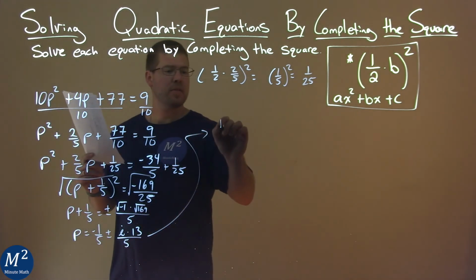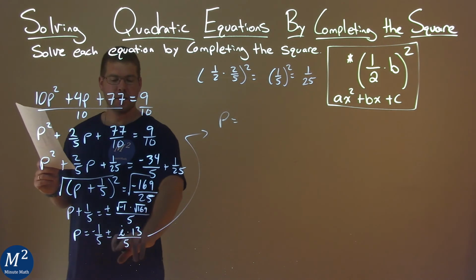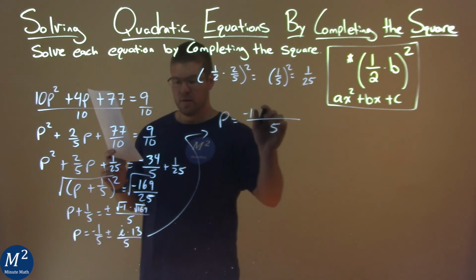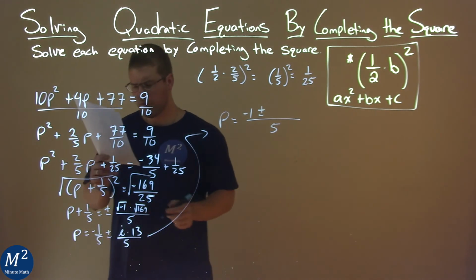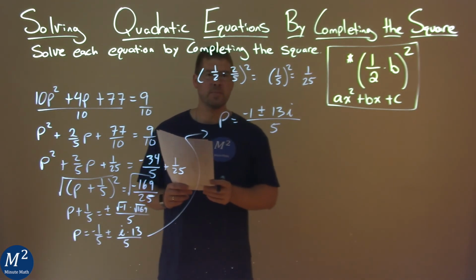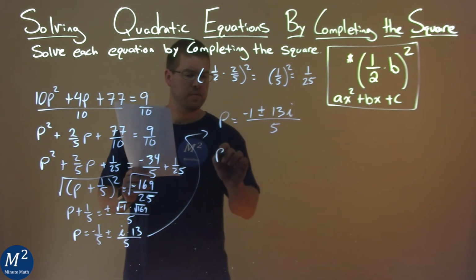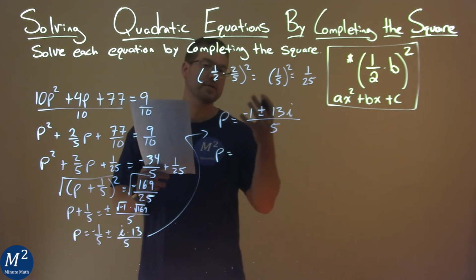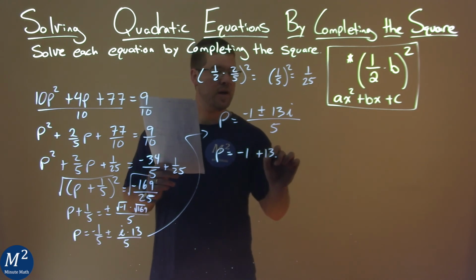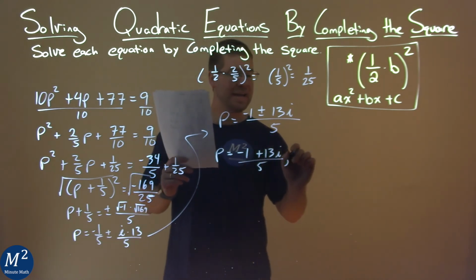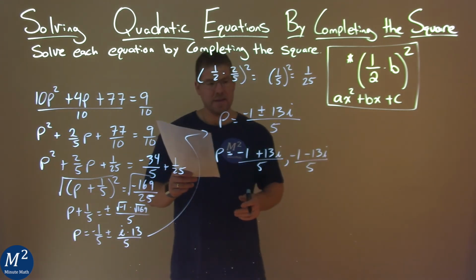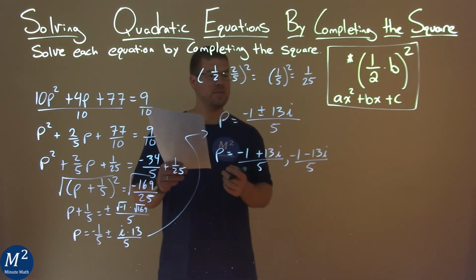Well, we can combine this now into a single statement. We have the same denominator of 5, so we can write it all over 5 here. We have negative 1 plus or minus, and usually we write the 13 first, so we have 13i all over 5. Now this represents two different numbers. Those numbers are if we add or subtract, hence the plus or minus. So we have negative 1 plus 13i over 5 as a number, and negative 1 minus 13i over 5 as another number, and that is our final answer.